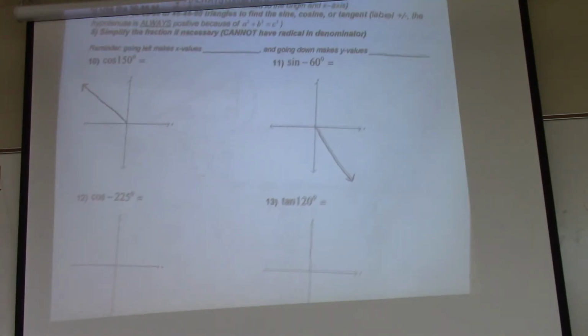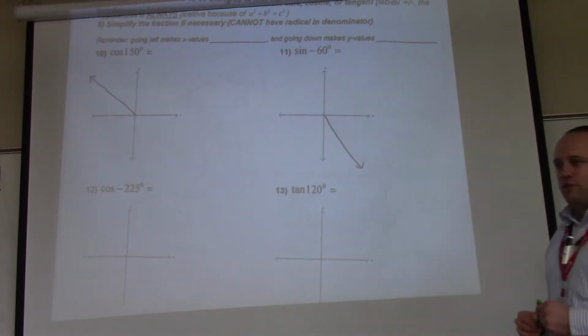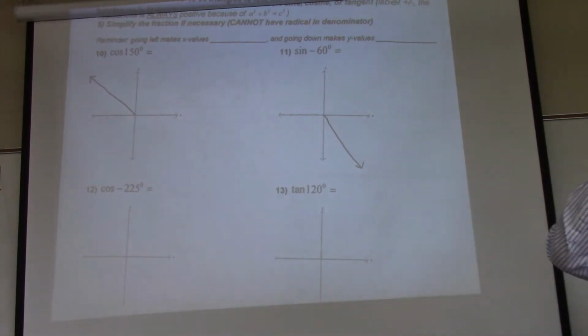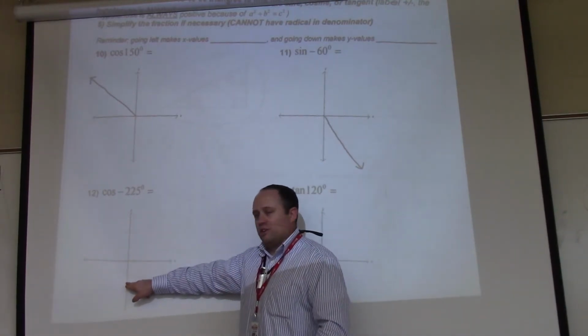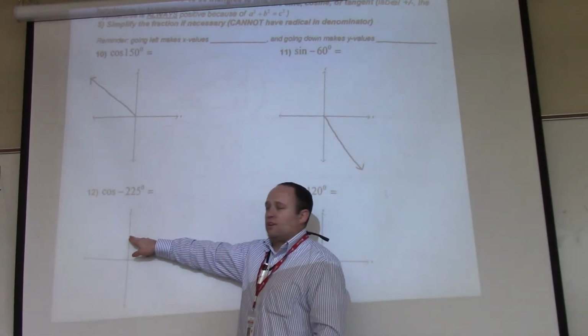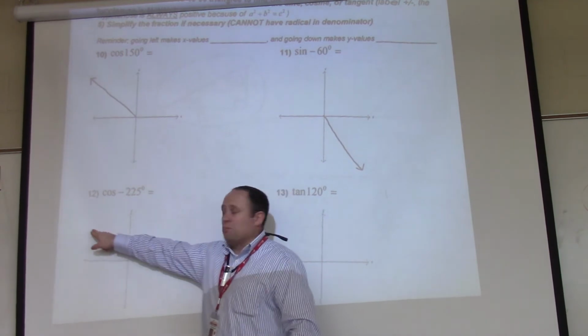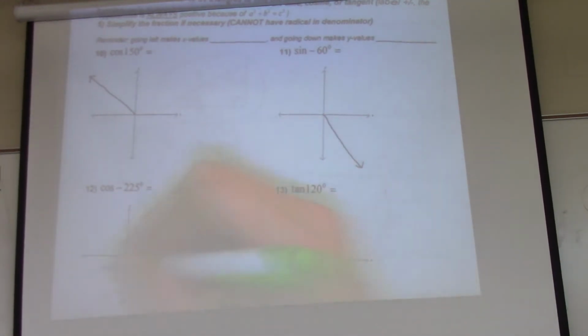And for 12, the reason I'm doing 3 at a time is because I want you to see it's the same steps over and over and over. For number 12, cosine of negative 225. So do I have to go clockwise or counterclockwise first? Clockwise is negative, okay? So let's see. If I start here and I go to here, how many degrees? 90, how many degrees to here? 180, how many degrees to here? 270. So it's got to be right in between those, right? So let's put that right in between those.